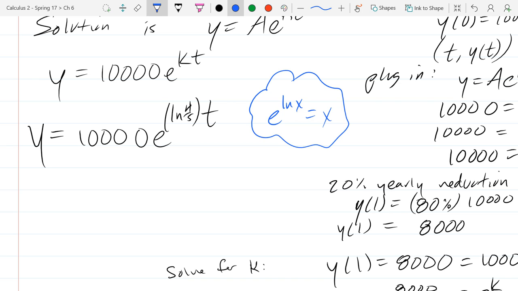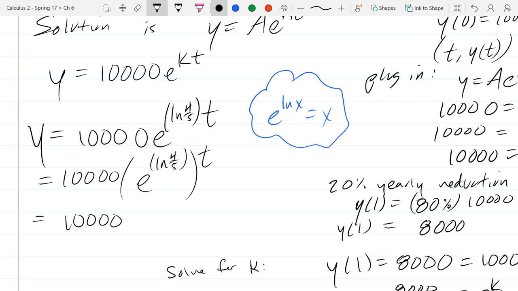There's a few ways to deal with it. One way is products of powers are powers of powers. So I can write it as e to the ln 4/5 raised to the t power. That's how products work. And now I can reduce this to 4/5 raised to the t power. So that inside the parentheses is just 4/5.